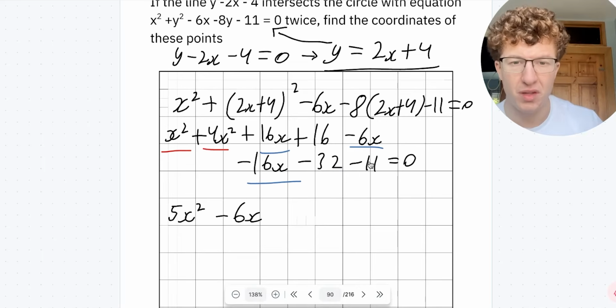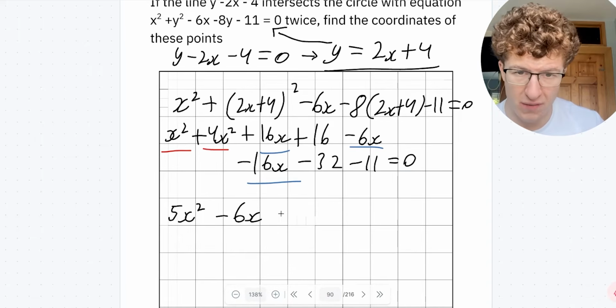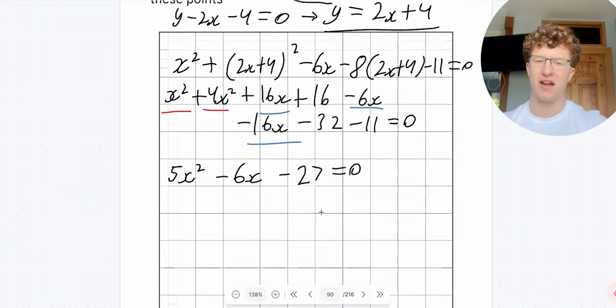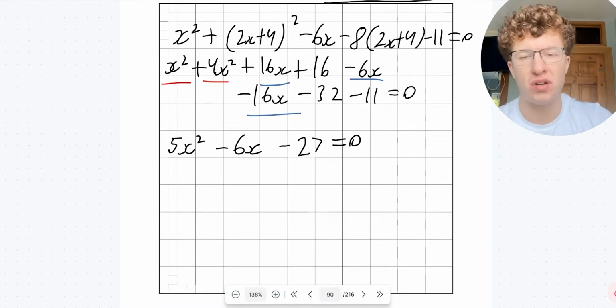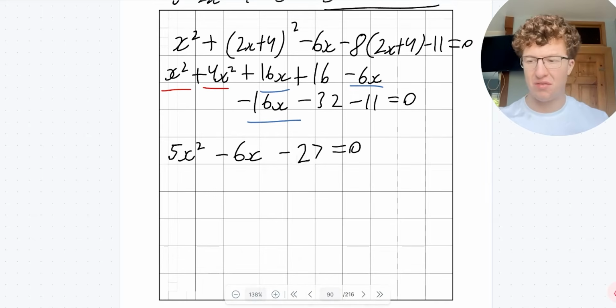And then we have 16 minus 11, that's going to give you 5. Minus 32 is going to give you minus 27 is equal to 0. I think that should be correct. And now you could solve this using factorization, maybe. I think it's just going to be easier if you use the minus b formula.